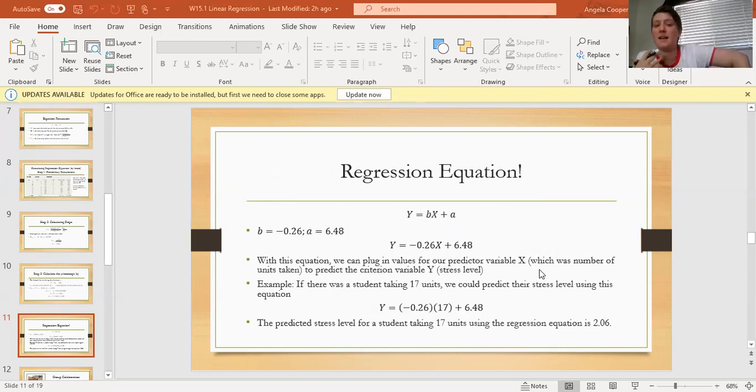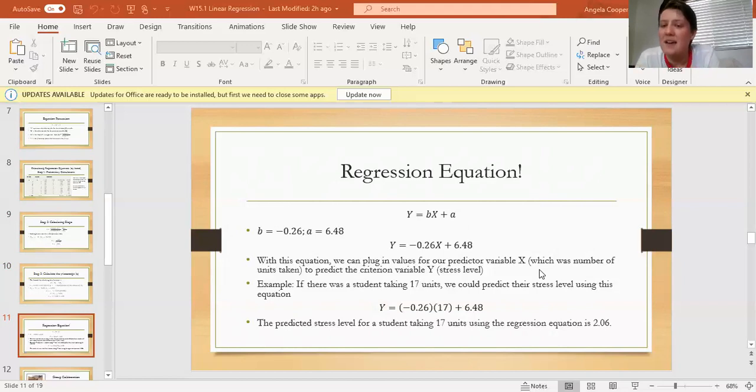The slope is negative 0.26, that's our b, and our y-intercept, our a, is calculated to be 6.48. So the linear regression equation for that particular example of our correlation, as before, is y equals negative 0.26x plus 6.48.